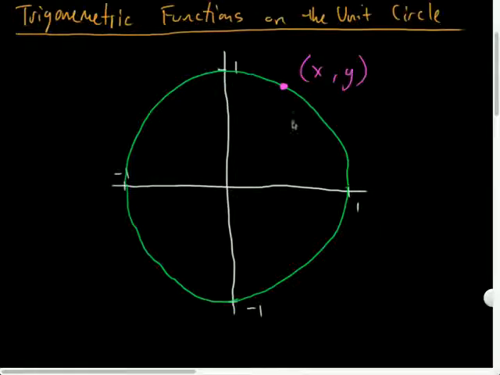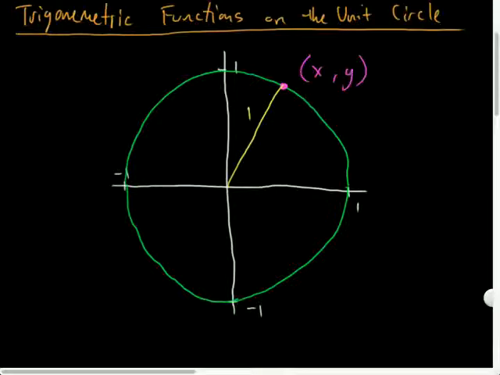So now, how far is this point from the origin? 1 unit. How do we know? Because I said this is a circle of radius 1, and the definition of a circle is the locus of all points that are equidistant from the center. If the radius is 1, then it's 1 unit to any point on the circle.